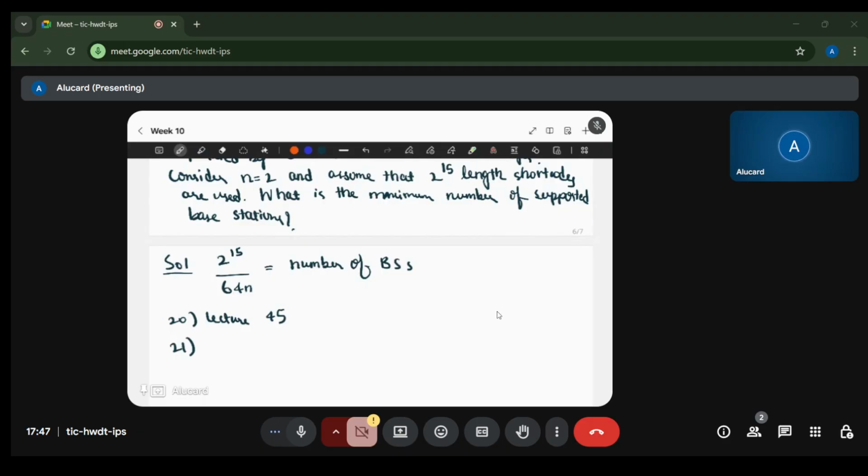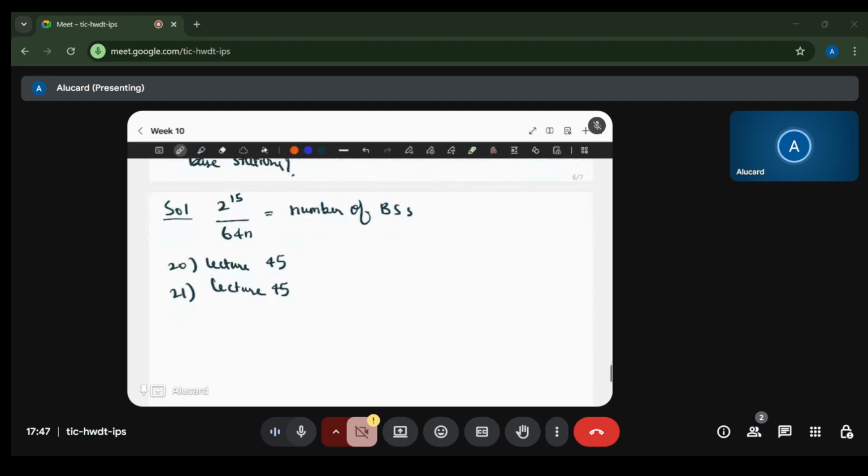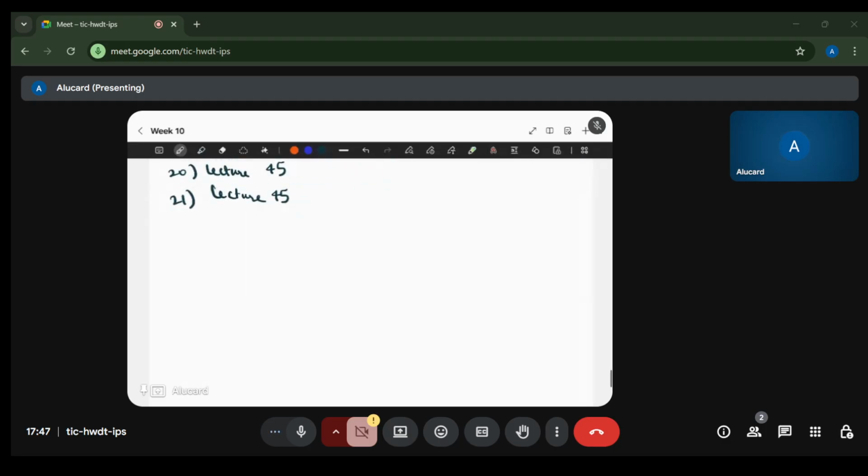In this case, similarly, you can refer to lecture 45 and it turns out, and you can see that both statements are true for orthogonal variable spreading factor code.